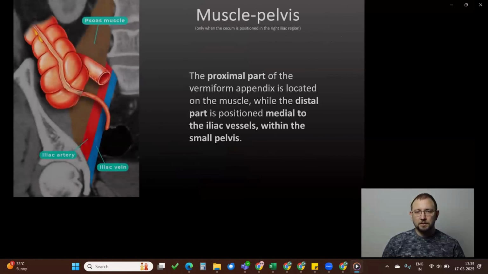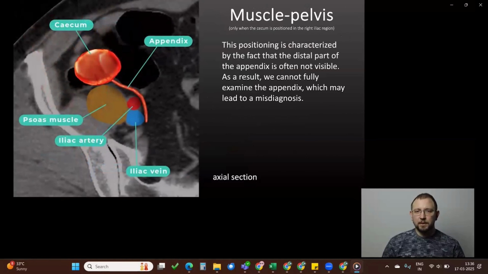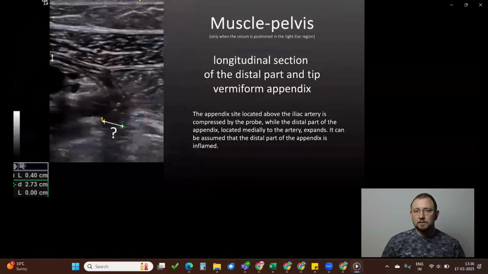The next position is muscle pelvis. This positioning occurs only when the cecum is located in the iliac region and cannot be present if the cecum is positioned higher. In this case, the proximal part of the vermiform appendix is located on the muscle, while the distal part is positioned medial to the iliac vessels within the small pelvis.